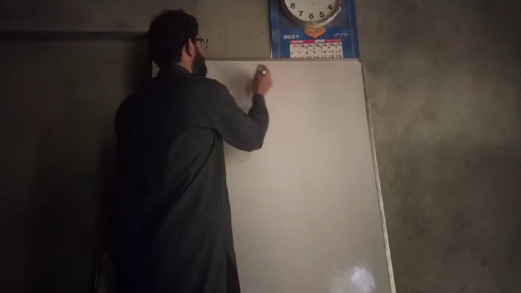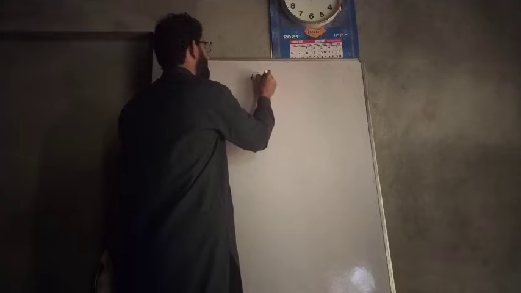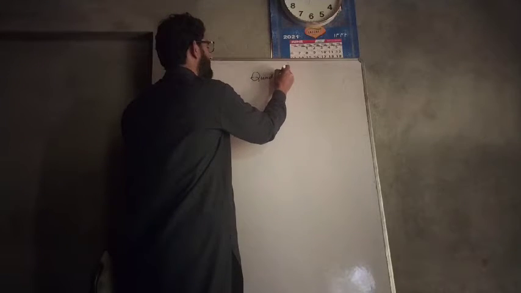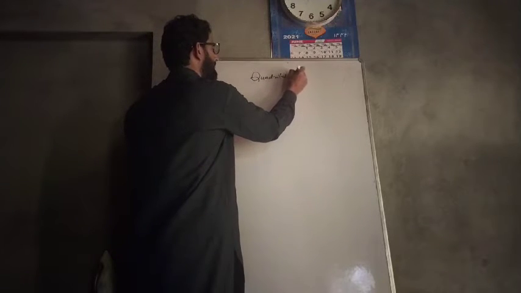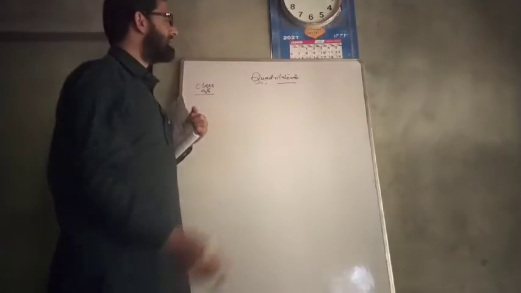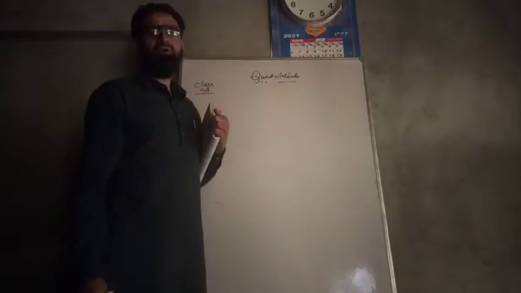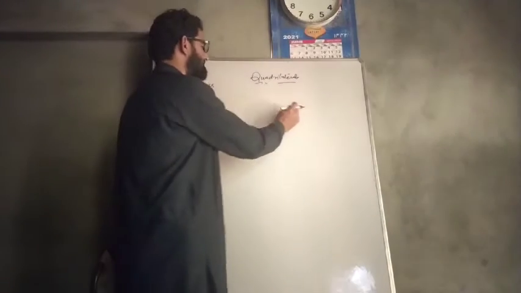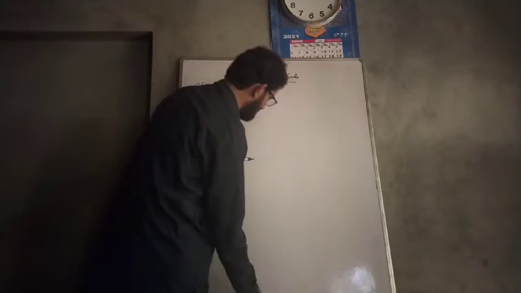Today we shall take up another chapter, quadrilaterals. This is for class 9th math. Quadrilaterals, you know what are quadrilaterals? Quad means 4 and lateral means sides. So polygons with 4 sides are called quadrilaterals.